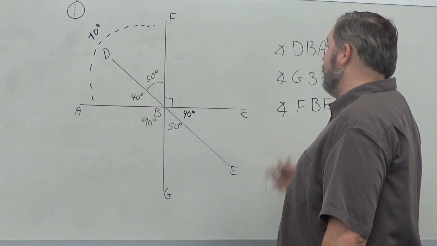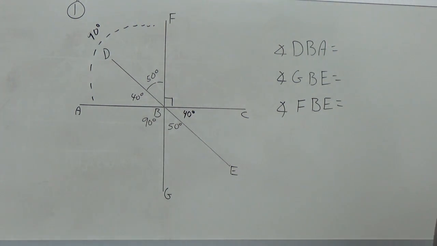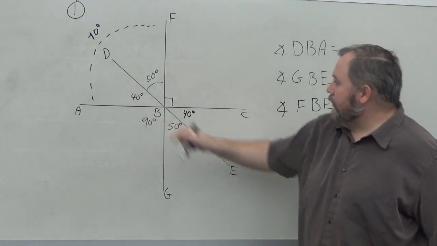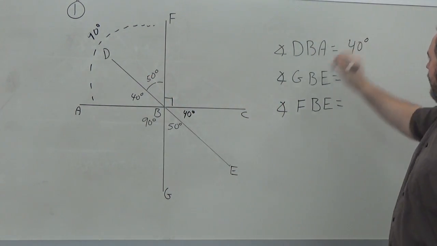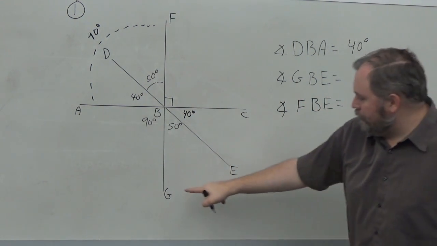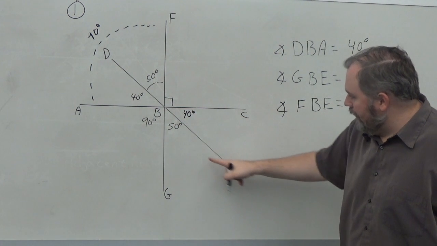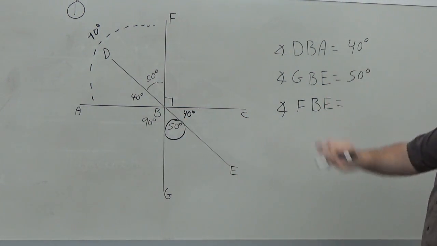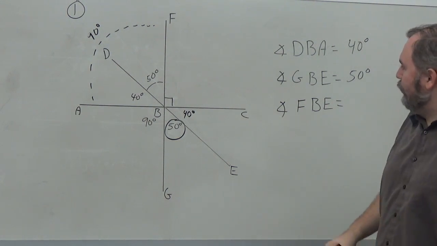Because of that, hey, let's go back and look at our actual question. Angle DBA. Well, that's 40 degrees. Aha! Done. All right, cool. GBE. Hey, that's 50 degrees. Done. Yes! Next one.